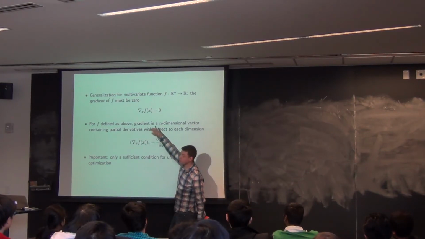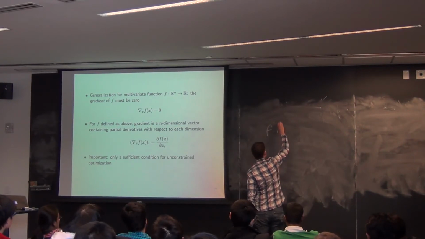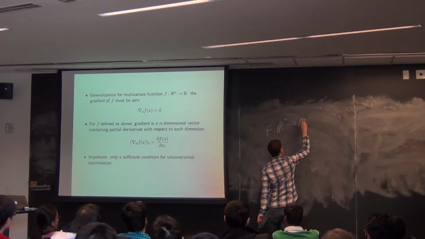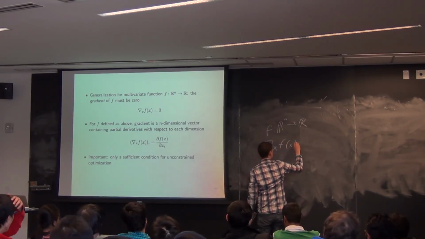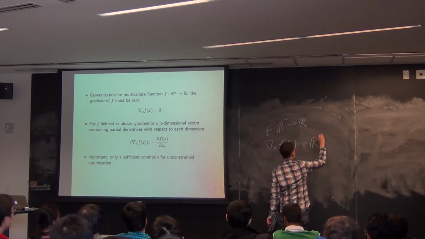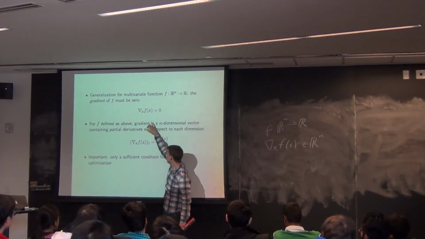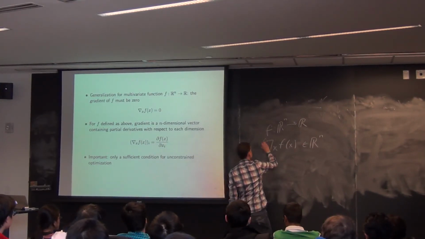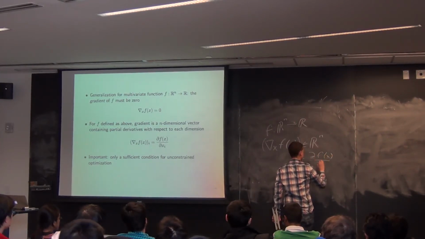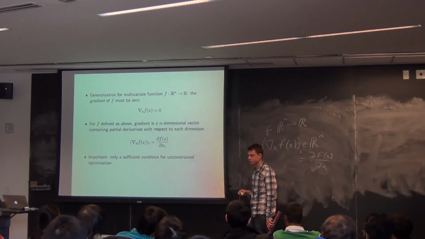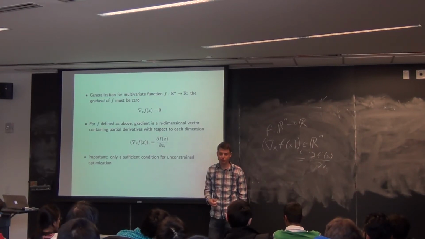This quantity is called the gradient of a function. For a function f of x, which maps Rn to R, this gradient is going to be a vector in Rn. Always think of this as a vector, just like you always think of the Hessian as a matrix. The ith element of this vector is just the partial derivative of f of x with respect to xi. It's called the gradient of a function.